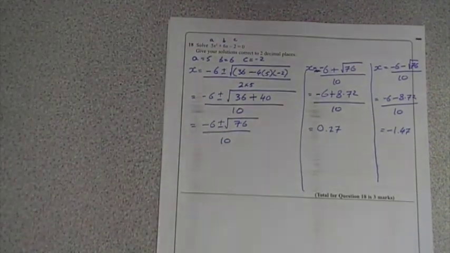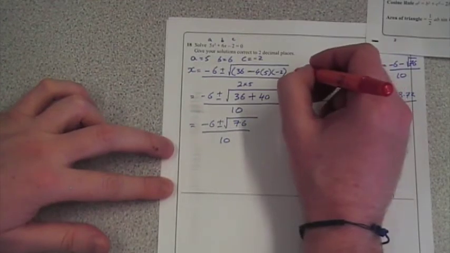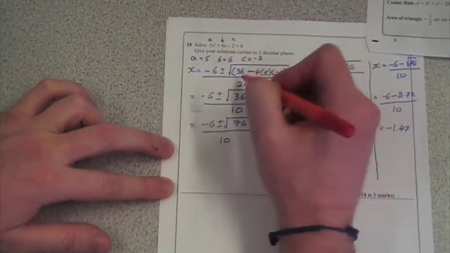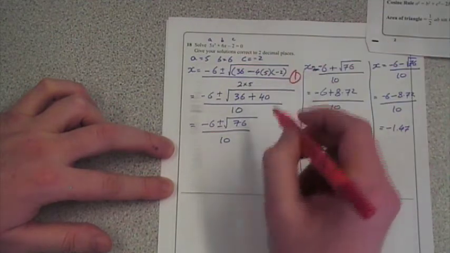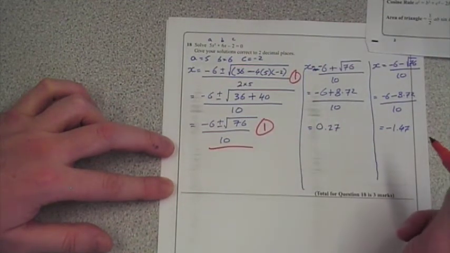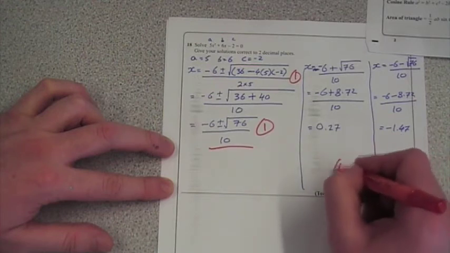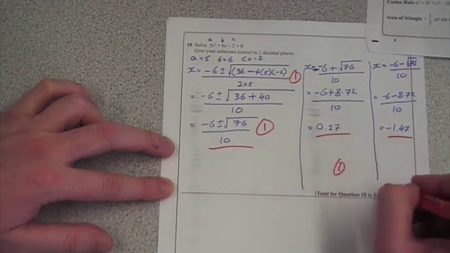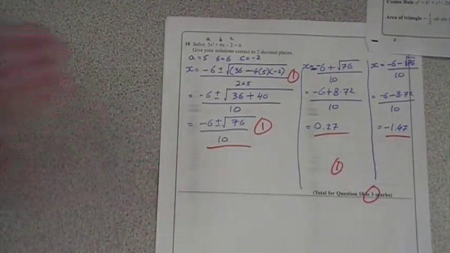The marking scheme for question 18 is you get 1 mark for the substitution of A, B and C into our equation, you get 1 mark for breaking it down to this expression here, and then you get 1 mark for each of the answers here, giving you a total of 3 marks.